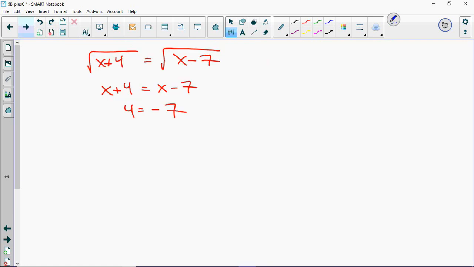Here's another one with a radical on both sides, but when we square both sides here, we end up with a false statement. 4 equals negative 7. That's no solution.